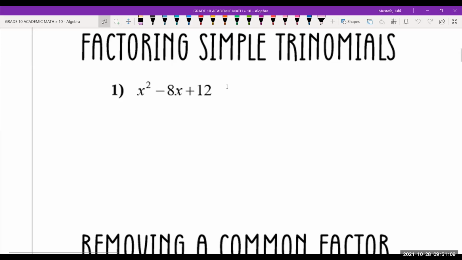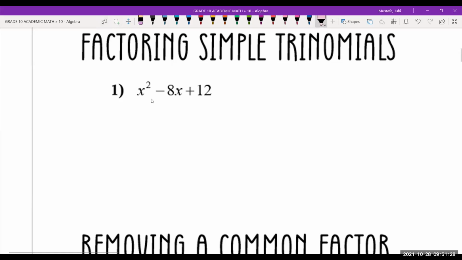All right. So is this a trinomial? Yes. Is it a simple trinomial? Yes. Why is it a simple trinomial? Safir? Yeah, the number in front of the x squared is just a 1. There's no other number in front of it.